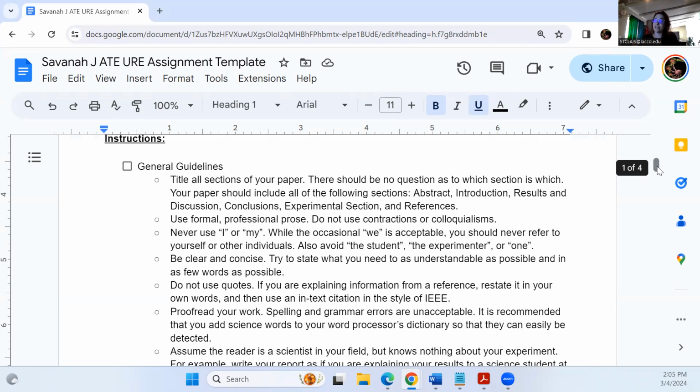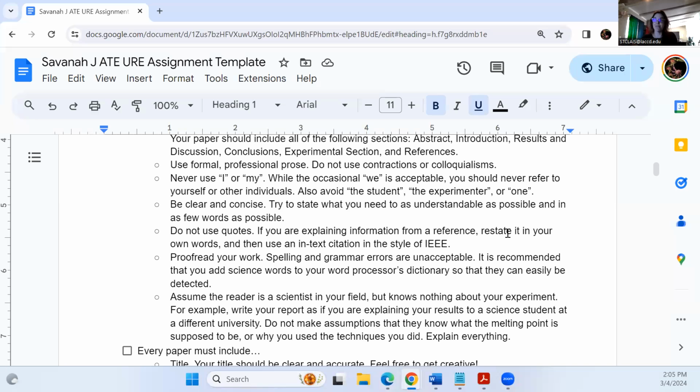Similarly, there's a lot of nots here. Never use I or my. So you want to avoid the first person. Since you are working on your paper as part of a research group, it is okay to say we. We don't want to make the language so unnatural. So you can do that occasionally, but you don't want to refer to yourself or other individuals. When we're writing in third person, we also want to avoid saying the student, the experimenter, the researcher, the class, or even just one. Okay.